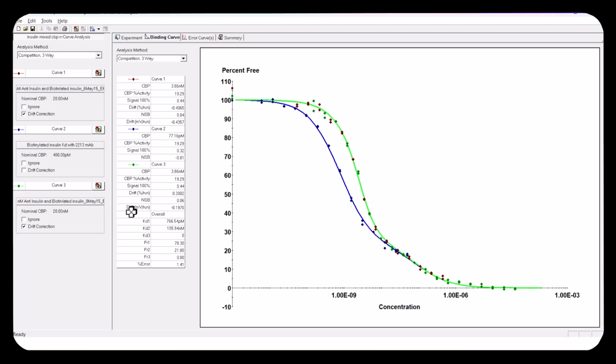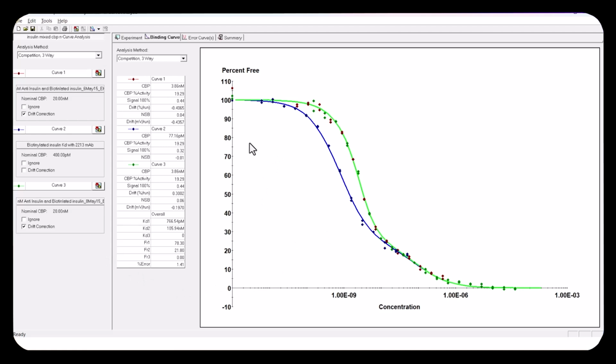And by the way, by default, the competition three-way only fits for 2 KDs. So here it's saying the model that fits this data has a first KD of 766 picomolar, and that comprises 78% of the total CBP. And then there's a population of 21% or 22% that binds with a much weaker 105 nanomolar KD. And that corresponds to this flat part down here.